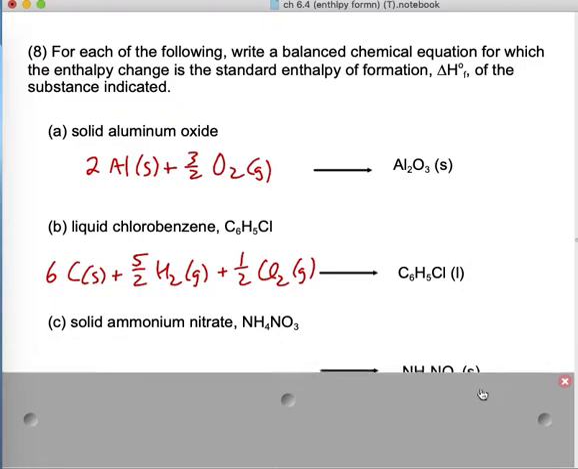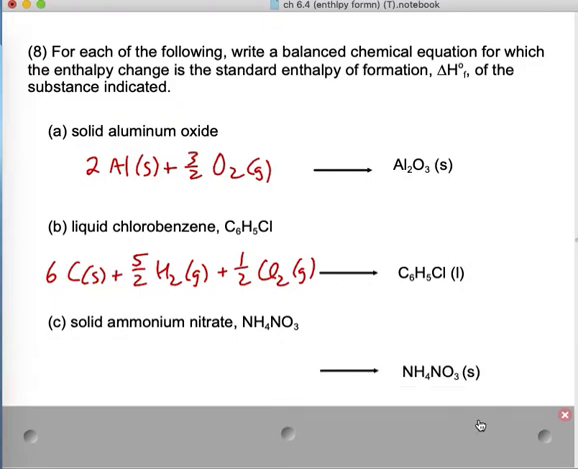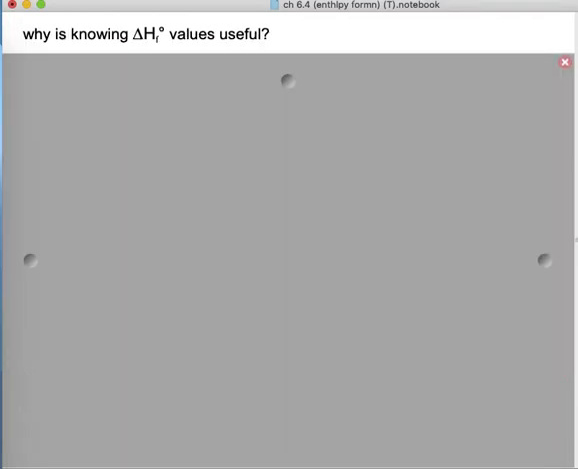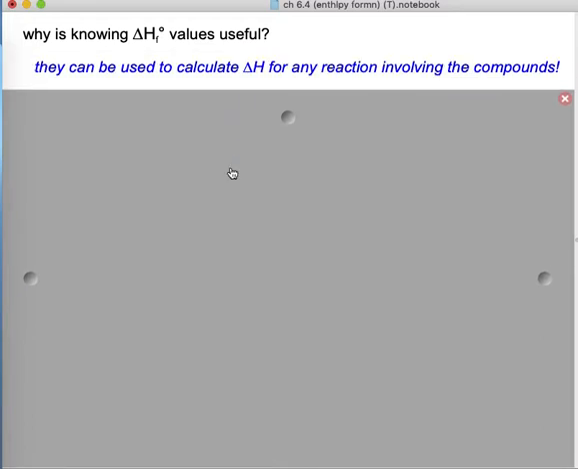Solid ammonium nitrate, again, 1 mole of the product. That would be 1 mole of nitrogen gas plus 2 moles of hydrogen gas plus 3/2 moles of O2 gas. Okay? So, the question is, why is knowing standard enthalpy of formation values of chemical compounds useful? Well, this is huge. It's because you can use them to calculate the enthalpy change for any reaction that involves those compounds. If you take any chemical reaction, whether you actually carry it out or not, and you know the standard enthalpy of formation of each compound in the reaction, you can calculate the enthalpy change for that reaction.